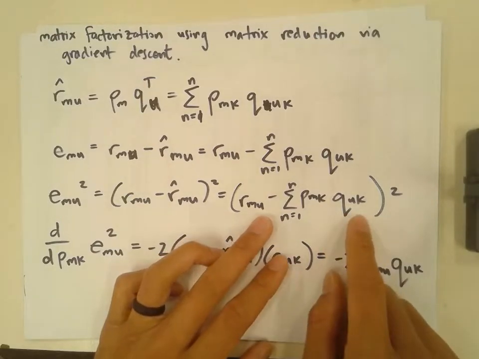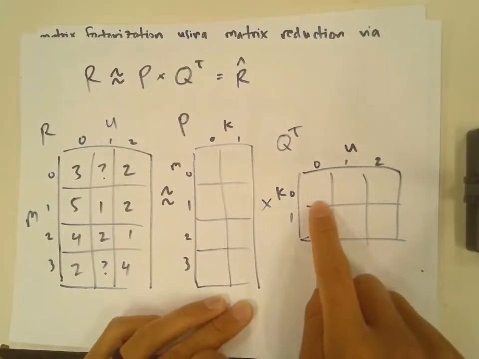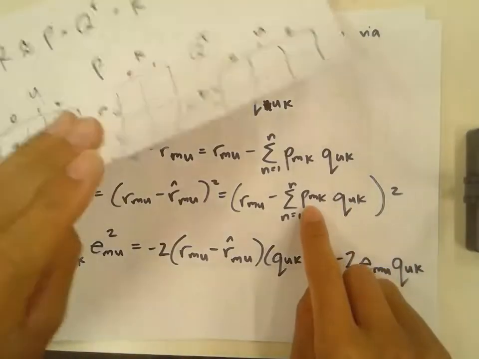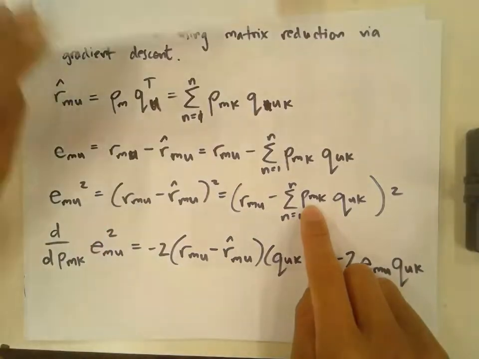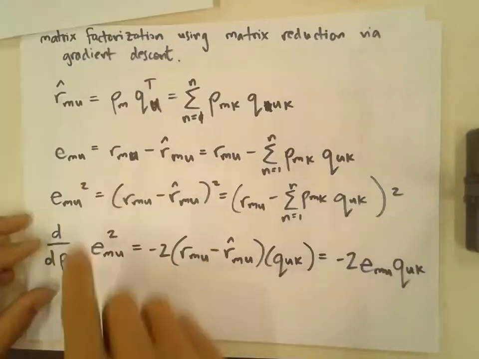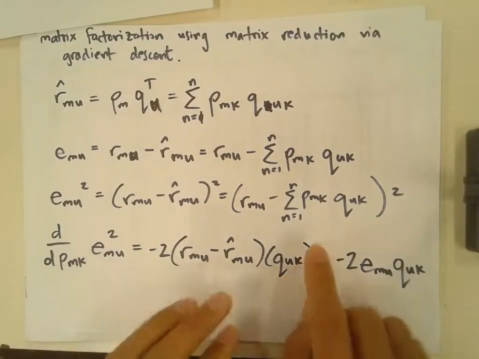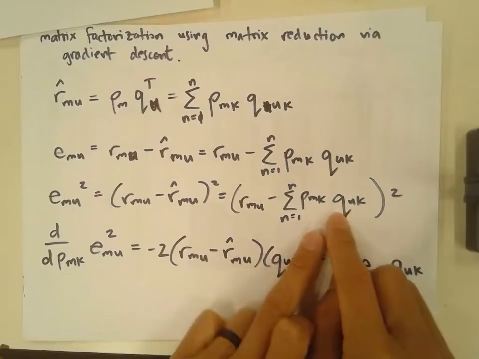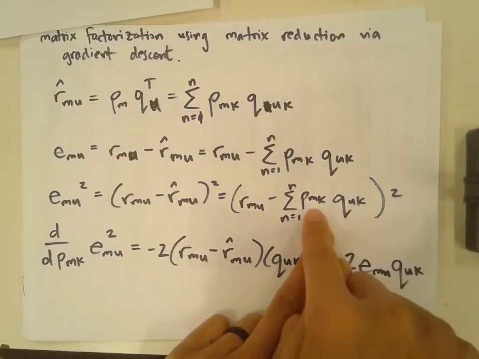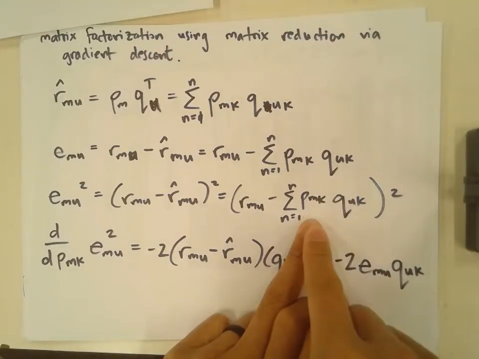So what you can see here is that the Q value is going to be a constant, and the P of MK is the variable, because we are doing the partial derivative with respect to P of MK. So what you get over here is the P of MK turning into a 1 because it is the variable.